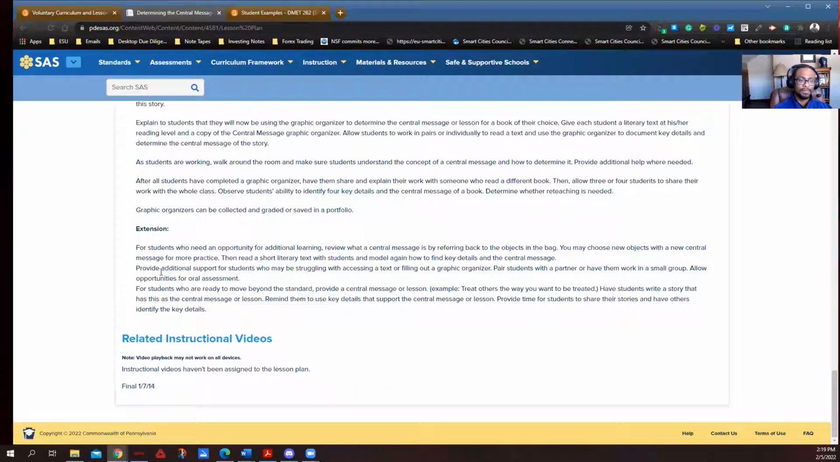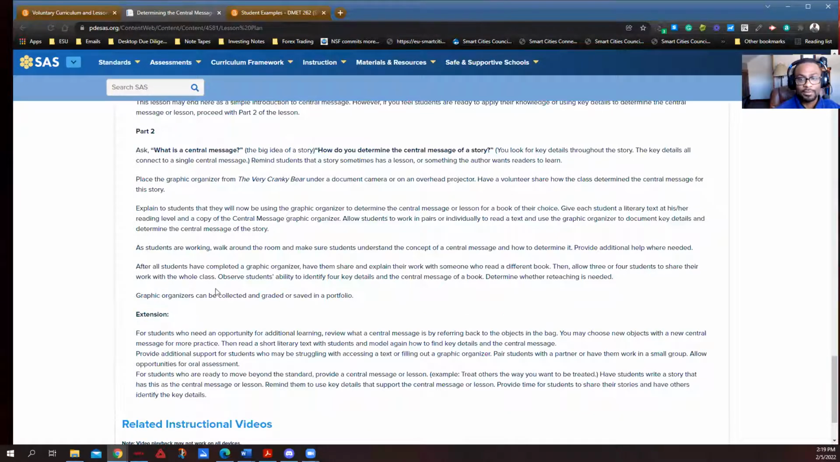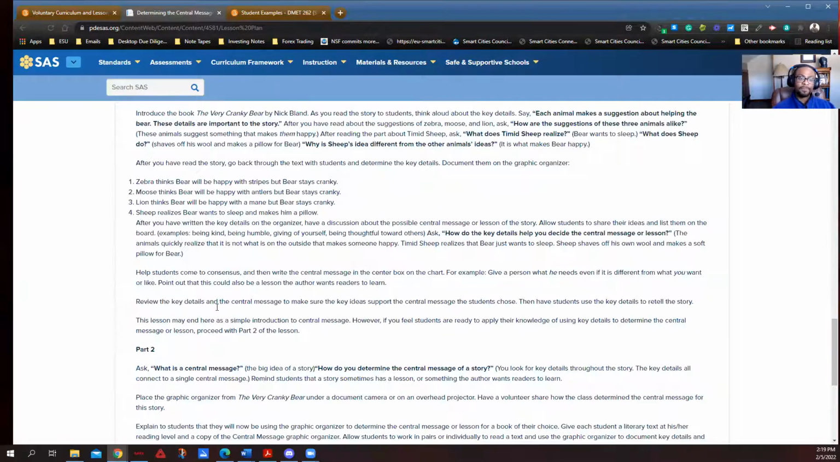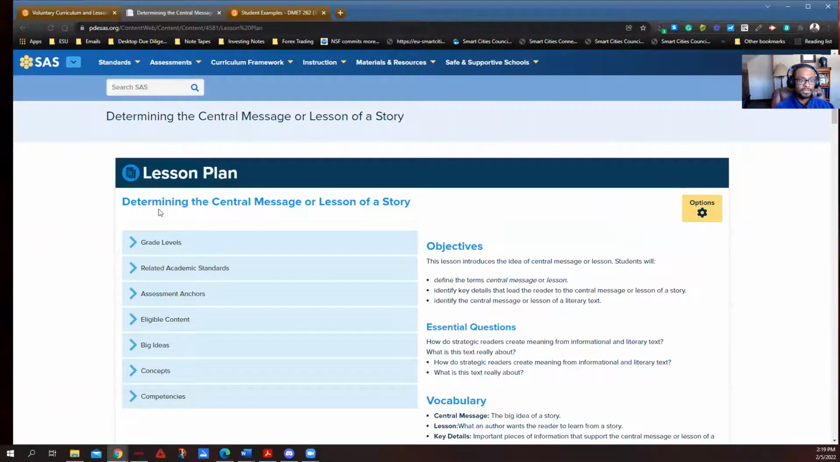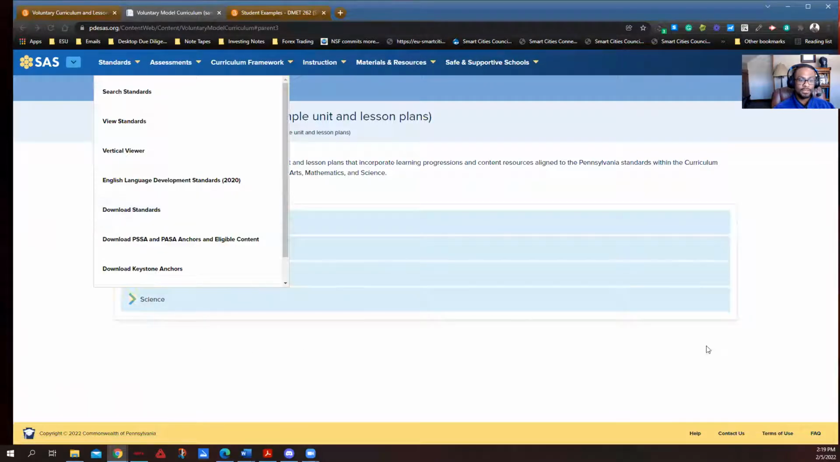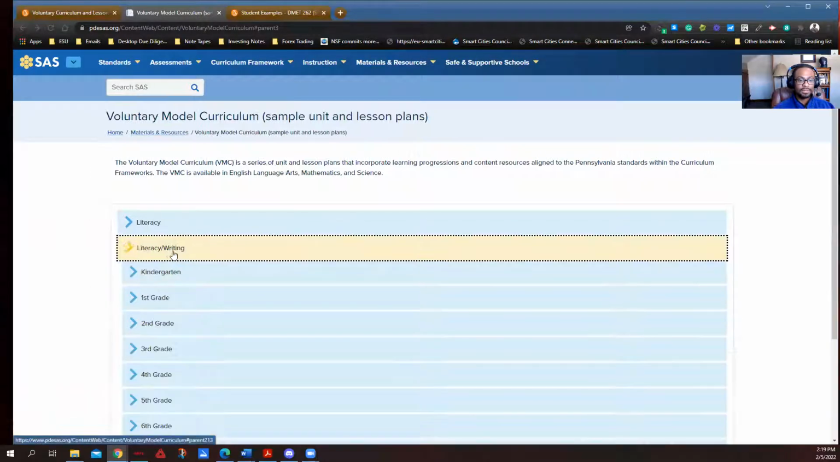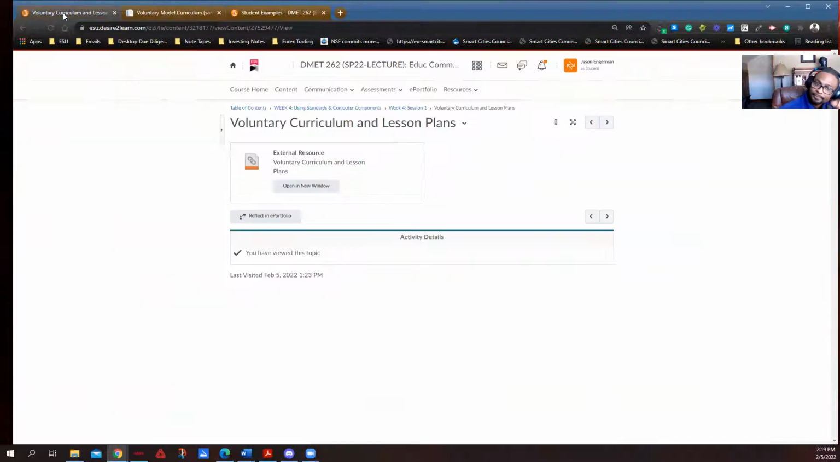Okay, and then they're calling it an extension, which is fine, but I'd really like to see a closing here. But nonetheless, this is a great resource. I go back again. This is where it starts. You can do literacy and writing if you want and get some examples of some basic lesson plans for you to get the idea of how they're written.